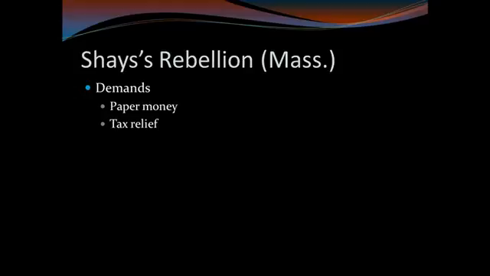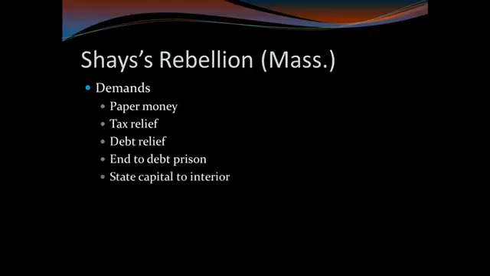They wanted tax relief, of course. They wanted debt relief. They wanted an end to debtor's prison, right? So you can see all these problems by these poor farmers in western Massachusetts, right? We haven't been paid. We're in debt. We've got the state on our back for taxes, and we've got the threat of debtor's prison if we don't come up with the money, right? And finally, they wanted the state capital to be moved to the interior. And that's where we get Concord, Massachusetts, as the capital of Massachusetts today. And it is about dead in the middle.